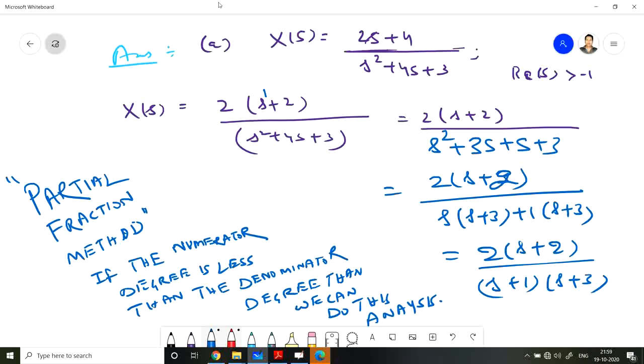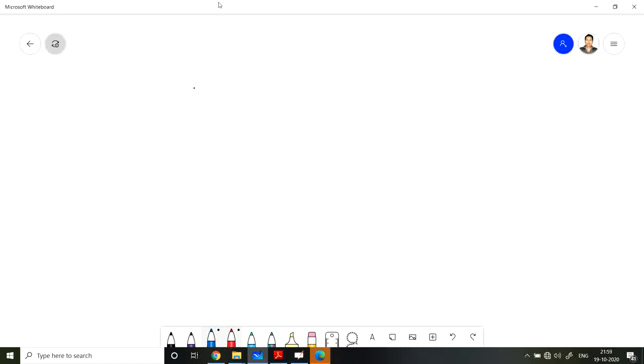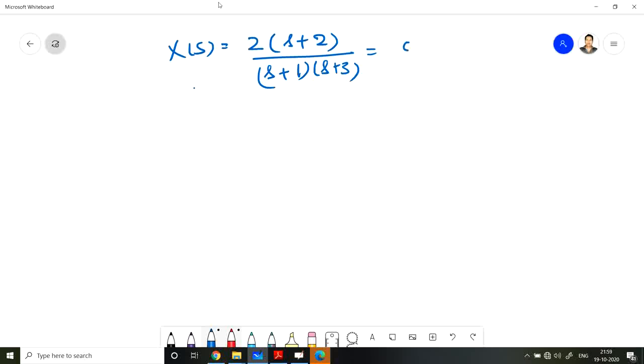So basically we have written it in the form of factors, so we can write it in partial fraction form as X(s) is equal to 2 times (s plus 2) divided by (s plus 1)(s plus 3), and that is equal to C1 divided by (s plus 1). We don't know the value of C1, we need to find out the value, plus C2 divided by (s plus 3). So this is called the partial fraction method.